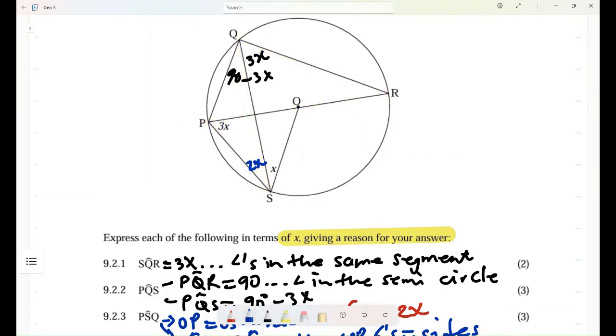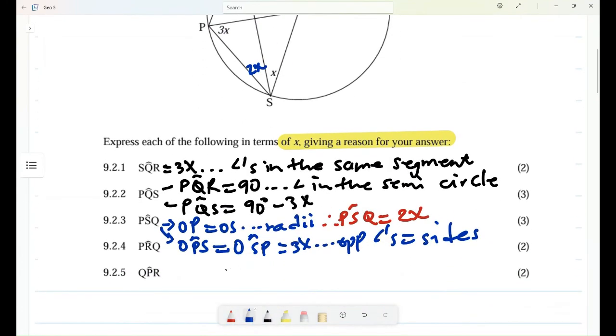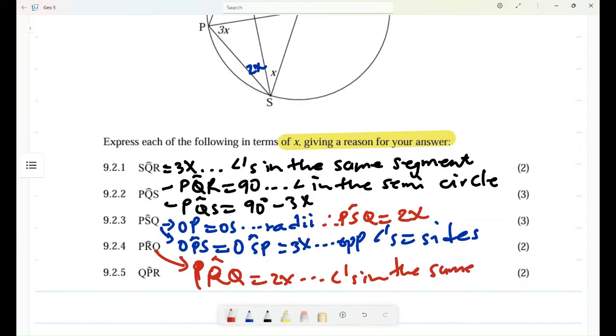My angle here should also equal what? 2x. Why am I saying that? Because angles in the same segment. This will equal 2x. Why, let me say: angle PRQ is equal to 2x. Why? Angles in the same segment, bow tie angles in the same segment.